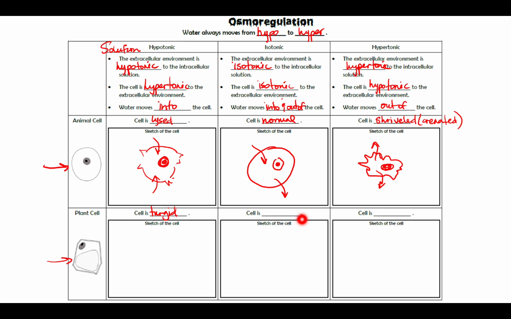If the solution that the plant cell is sitting in is isotonic, then the cell is going to be flaccid. Meaning it's basically going to be kind of wilted. The cell is not going to support a lot of weight on top of it. If a cell is flaccid, then that means that you could poke it and the cell wall would have a little give to it. Then, if you have a cell sitting in a hypertonic solution, for a plant cell, that means the cell is plasmolysed.